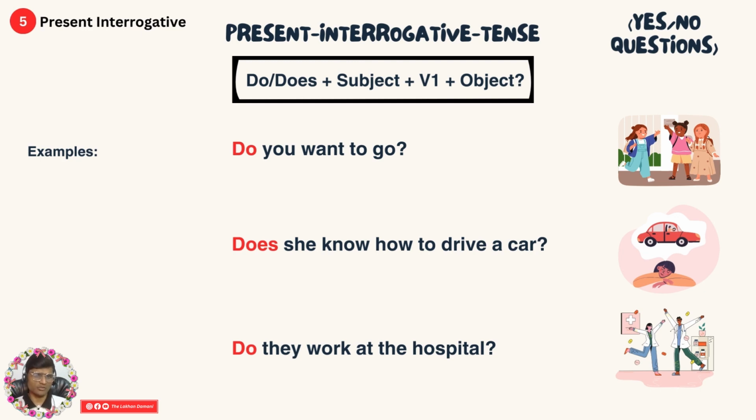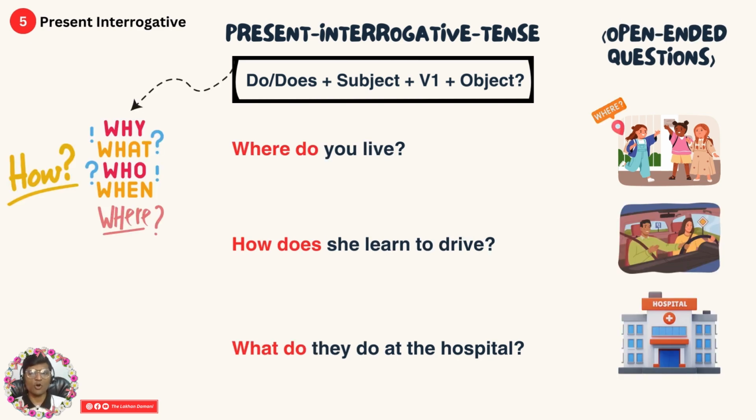Right? Do you want to go? Yes or no. Does she know how to drive? Yes or no. They are not going to explain more than that. That can be boring for starting a conversation with someone. Always start with an open-ended question. Present interrogative tense with open-ended questions.